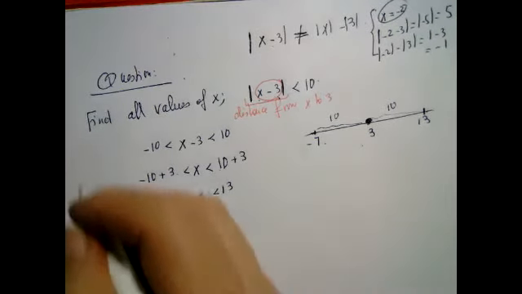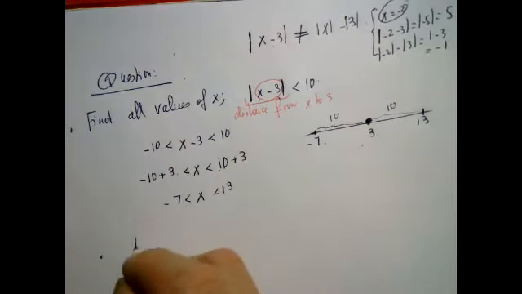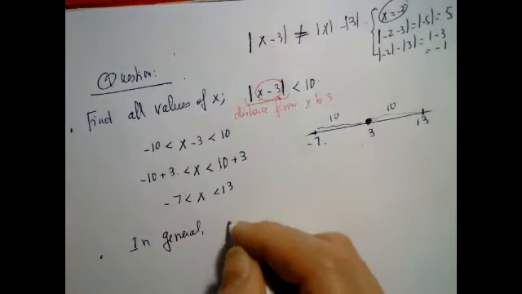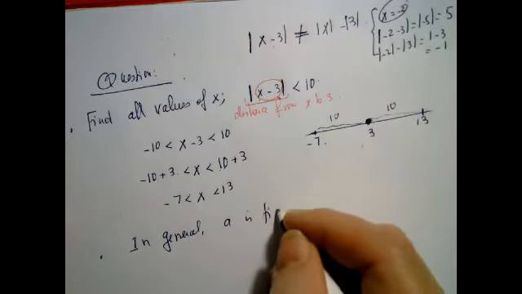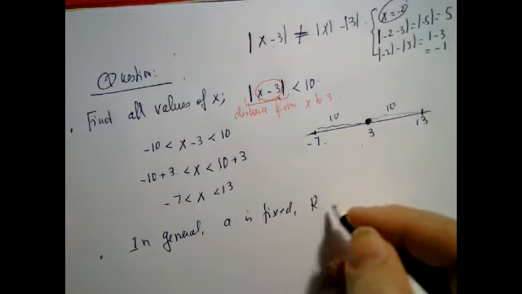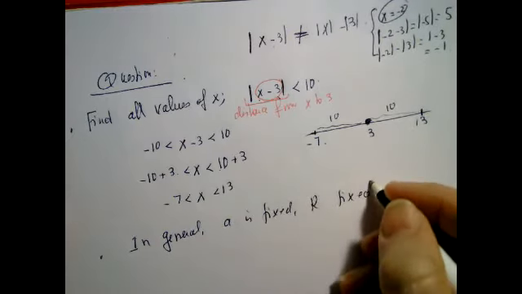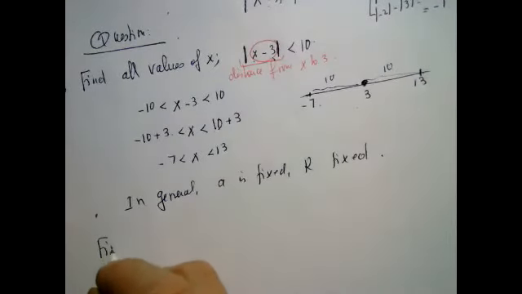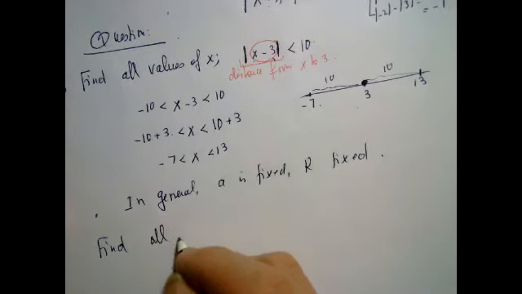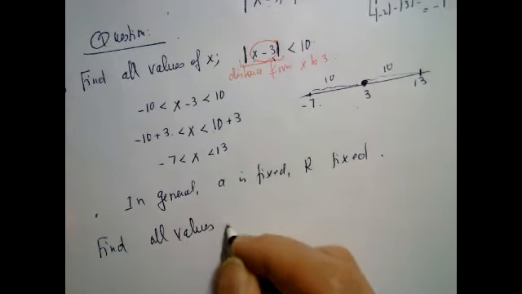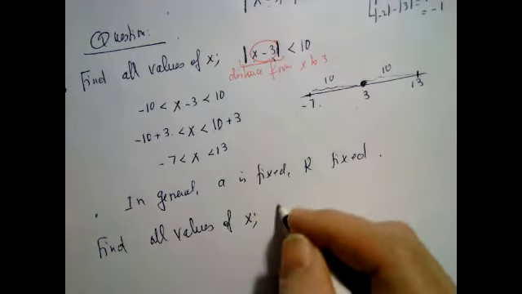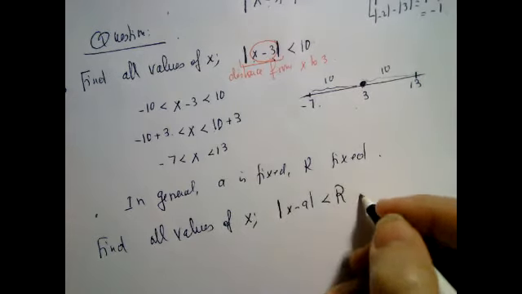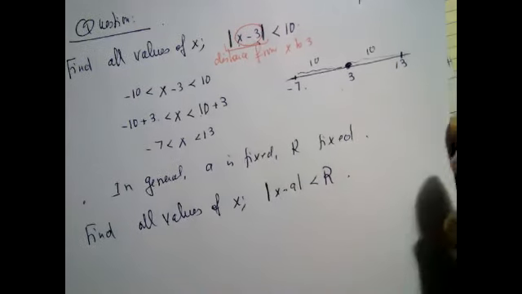So in general, suppose A is a fixed number, and R is fixed. And the question is, find all values of x such that the absolute value of x minus A is less than R. Okay, so that's the general condition.